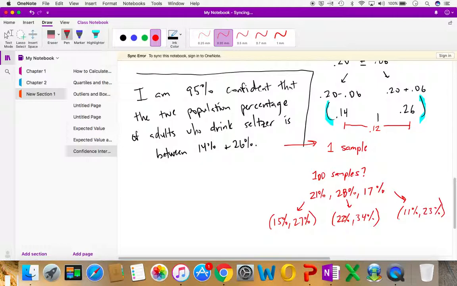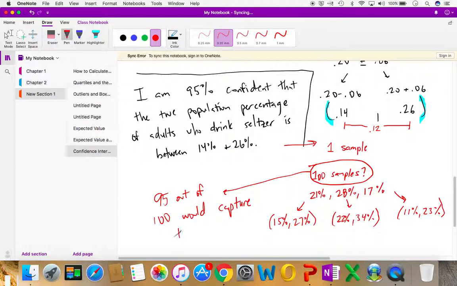Notice how I keep that width of 12% at all times. And now these are just three of them. We'd have 97 more. But out of these 100 samples, we would say 95 out of 100 would capture the true population parameter.